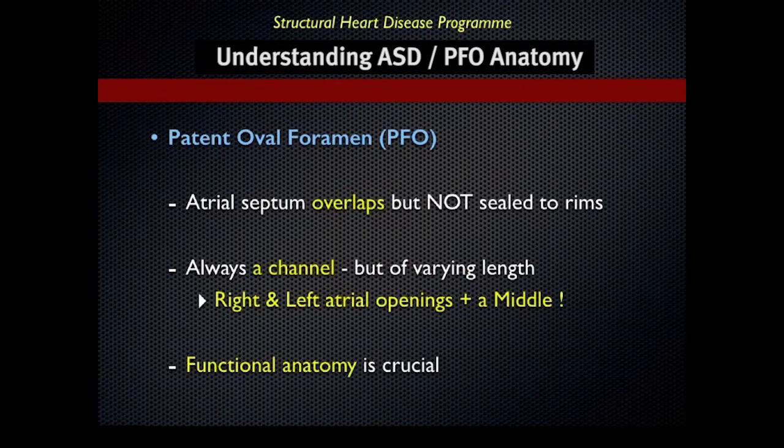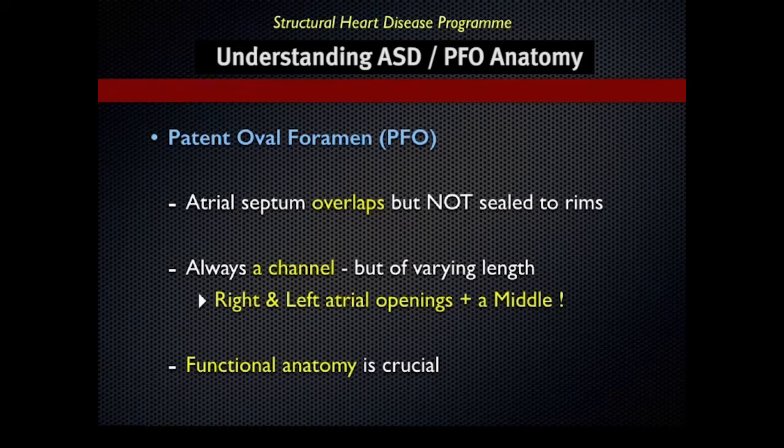So patent foramen ovale anatomically is the situation where you have overlap between the two components of the atrial septum, but they are just not completely sealed to one another. So there's not complete fusion between the septum and its rims. And in essence, this will always create a channel of varying length, and there will be right and left atrial openings and a mid section to the channel. And we'll look at how that varies in just a moment. What is also crucial is the functional anatomy of the atrial septum.